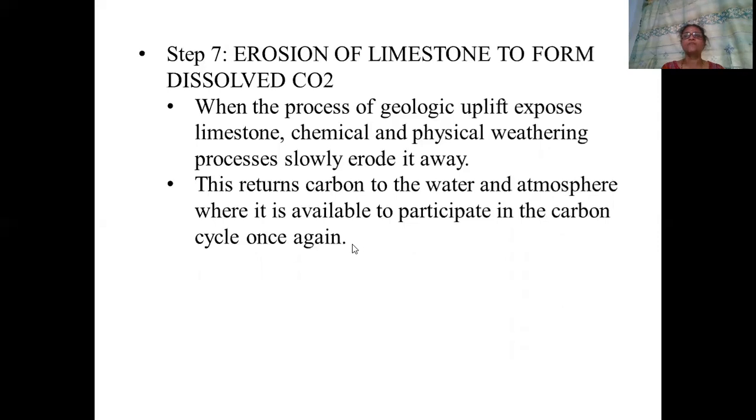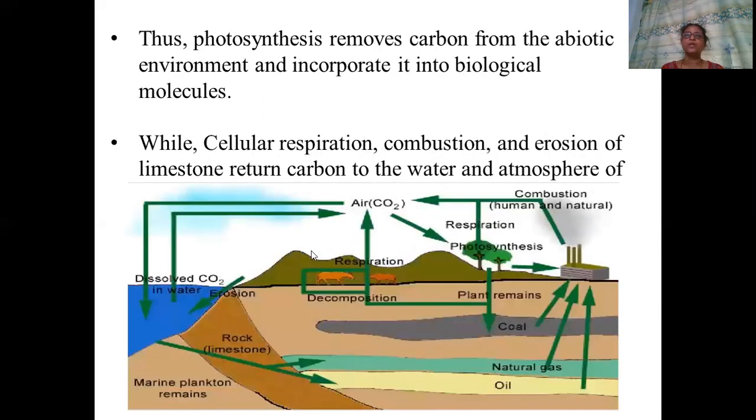So you can say that from step 1 to step 7, in step 1 the plants are taking up carbon dioxide, and from step 2 to step 7 the trapped carbon dioxide is being released into the atmosphere, hydrosphere or lithosphere. This diagrammatic representation summarizes the entire carbon cycle, where you see that the air has a certain amount of carbon dioxide, water also has dissolved carbon dioxide, and soil has some rock, that is limestone, or oil, natural gas and coal remains.